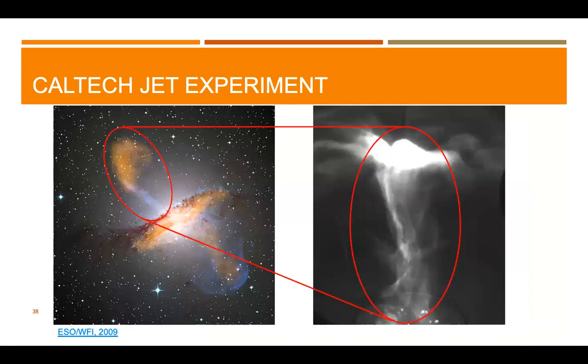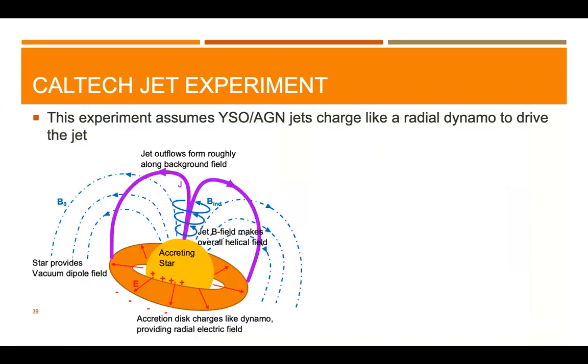Yeah, exactly. So this is a cartoon of the actual model that we're working off of here. If you have a protoplanetary disk and a young accreting star, there's some dynamo-like action. You probably know a lot about that. It charges up that accretion disk. The star gives you a background magnetic field, which is generally dipole-like. So you have this background magnetic field, this radial electric field, and a charge separation.